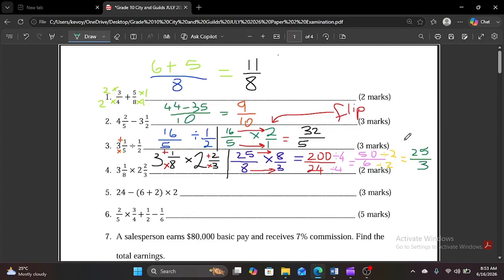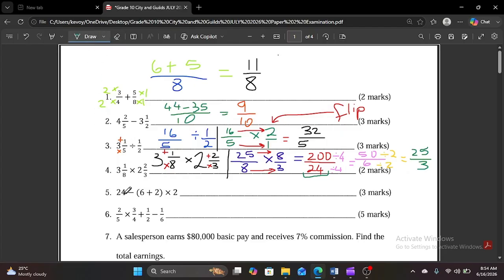So if you wanted to simplify it to this answer right here, that would be fine. So this would be your final answer. But if you had 200 over 24, I would mark it right. If you had 50 over 6, I would mark it right. Or if you had 25 over 3, I would mark it correct, because this question was not worth a lot of marks. So you don't have to simplify too much. All right, moving on to question 5.